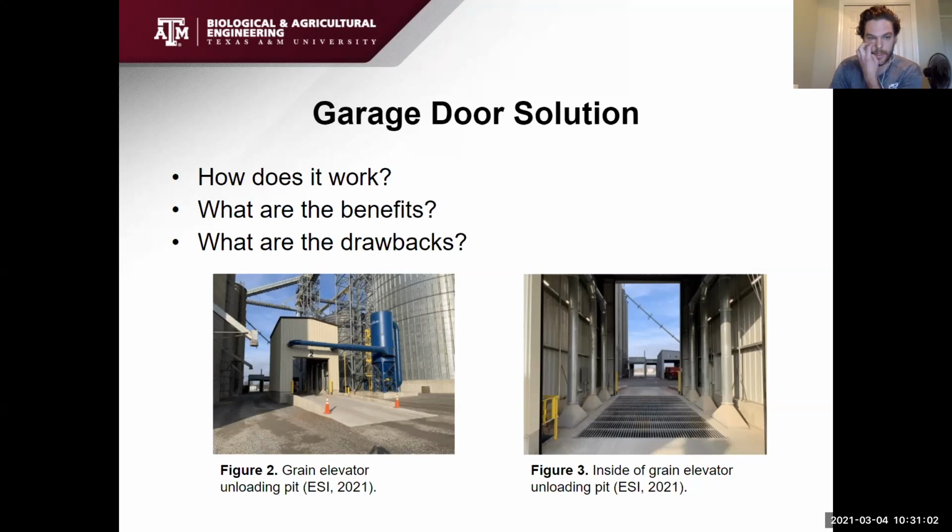Some of the drawbacks: if used improperly, dust emissions could potentially increase. What I mean by that is, if both garage doors are left open during the grain unloading process, the effects could create a wind tunnel that would increase dust emissions. That wind tunnel would just blow out more of that dust. So that's one problem that could potentially occur if used improperly.